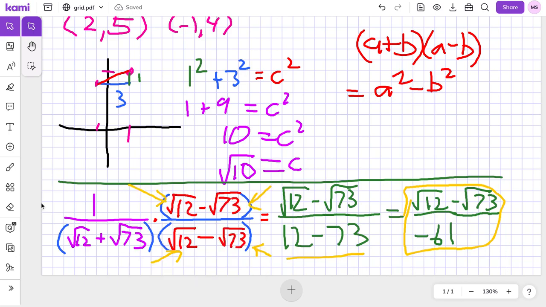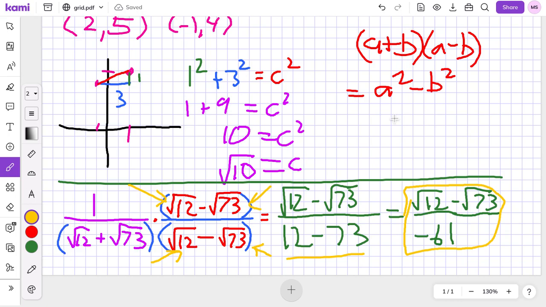Just like in this scenario up here, if you have some quantity plus another quantity and multiply it by the first quantity minus the other quantity, you get the difference of their squares. Which for square roots is very convenient, because if I square a square root, I undo the square root. And so I just get that number. So I get 12 minus 73 in the denominator.